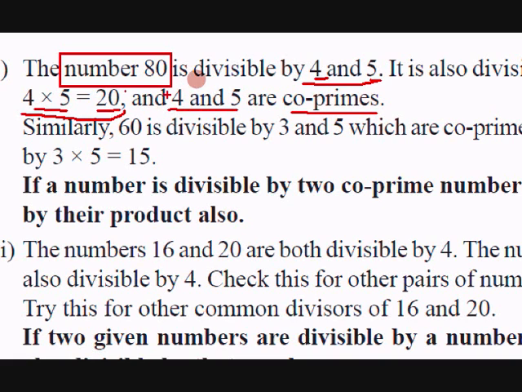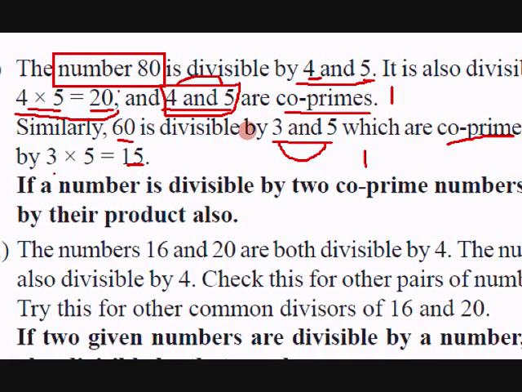But there is a trick. You should remember 4 and 5 are co-primes. Why are they co-primes? The only common factor between them is 1, nothing else. But look at that, the product of the co-factors is also a factor of 80. Similarly, 60 is divisible by 3 and 5. 3 into 5 is 15, and 60 is divisible by 15 also. 3 and 5 have no common factor but 1, so they are called co-primes.